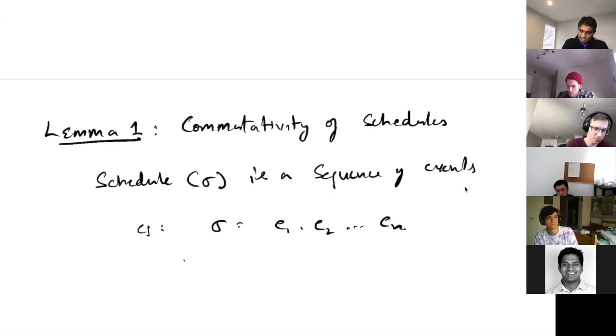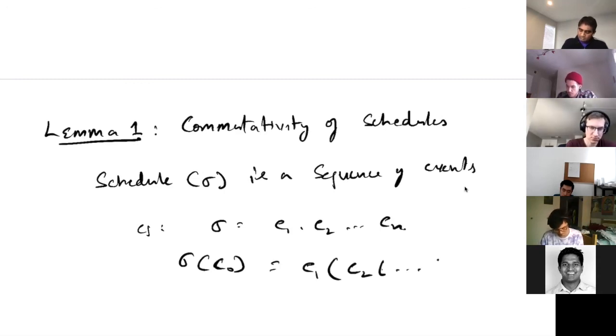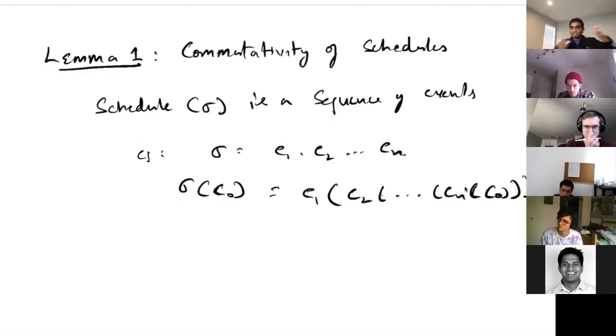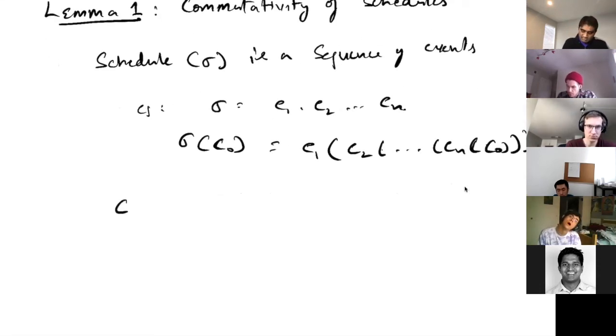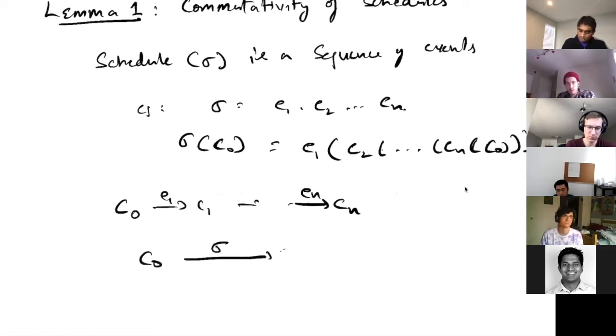When you say sigma is applied to some configuration C0, it essentially means that you apply E1, E2, up to En to C0. So you stitch together multiple events and you get a schedule. You can represent C0 going to C1 through E1, up to Cn through En, as basically a single schedule, C0 going to Cn, where sigma is a schedule that stitches together E1 to En.